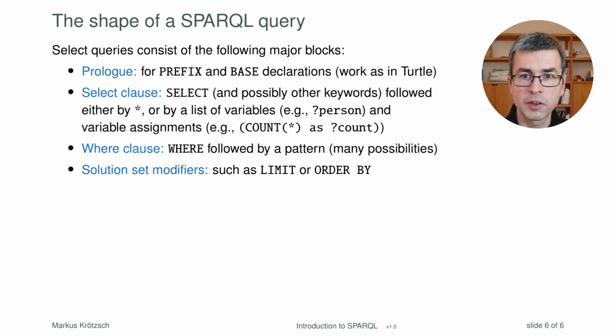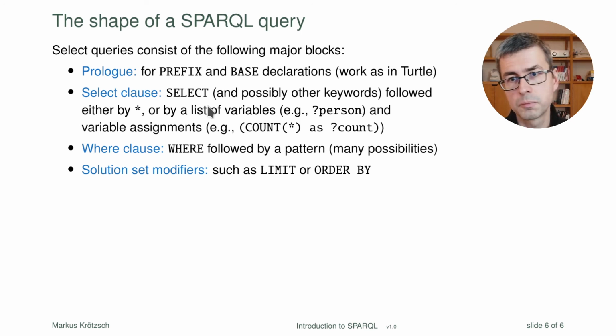Essentially, we have several major blocks which appear always in the same order. There's a prologue, which contains things like prefix and base, same as in Turtle. It comes as the first part of the query. There's a select clause. In all the queries we have seen, this was what was used, select. And there could be possibly other keywords such as distinct.